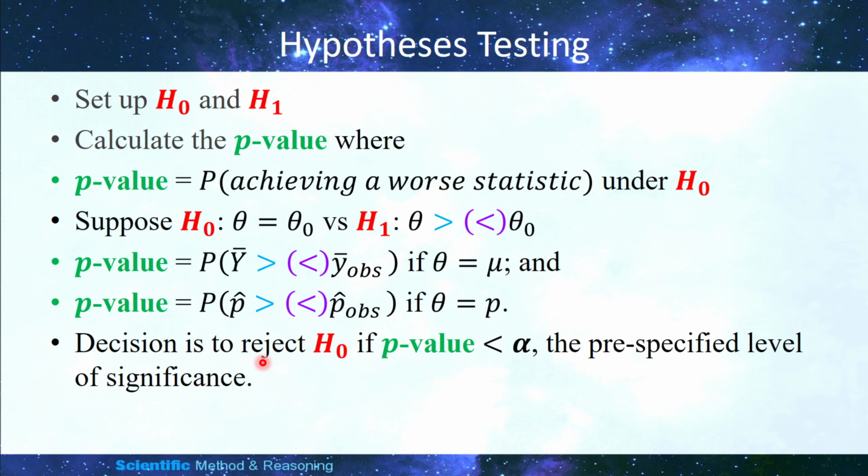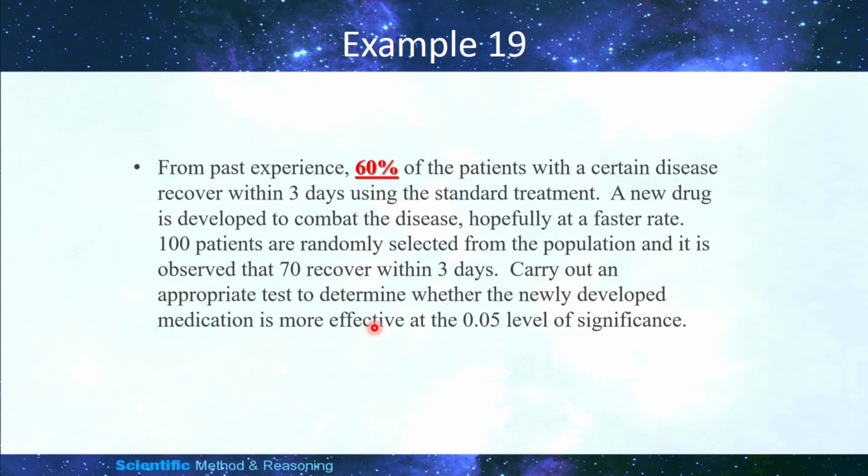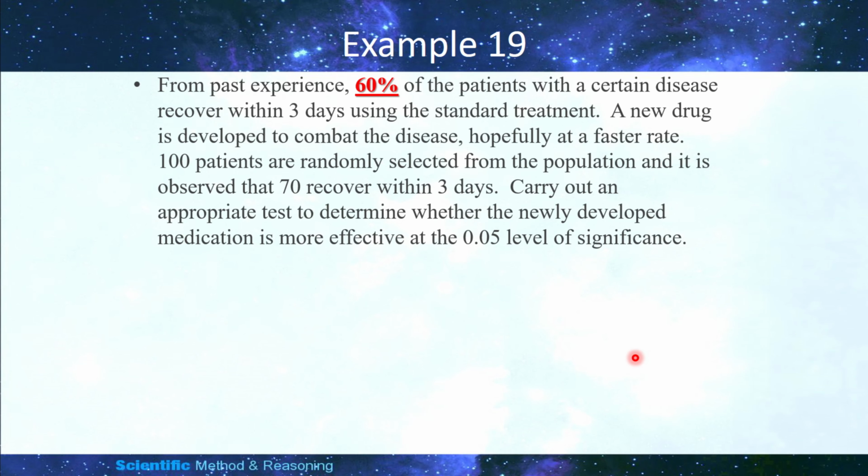The decision is to reject the null hypothesis if the p-value is less than the pre-specified level of significance alpha, normally set at alpha equals 0.05.